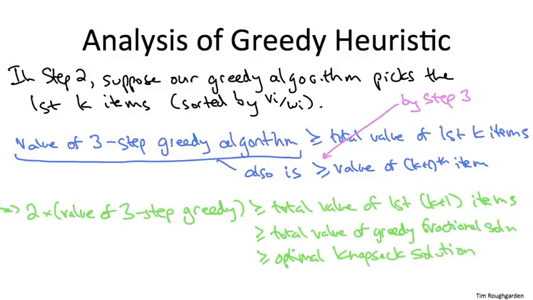Divide both sides by 2 and you'll see we've proved the theorem. The output of the 3-step greedy algorithm is guaranteed to be at least 50% that of an optimal solution.